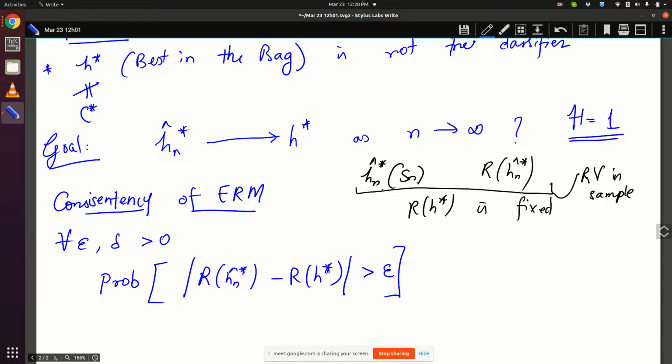Okay, so when something is random, I can always ask questions like this. What is this saying? This is saying that I am having a deviation more than epsilon. I would like to be able to control this to be less than delta. Okay, so what is the catch? I would like to be able to control this, but some catch should be there, right?